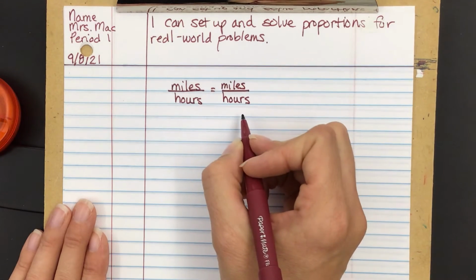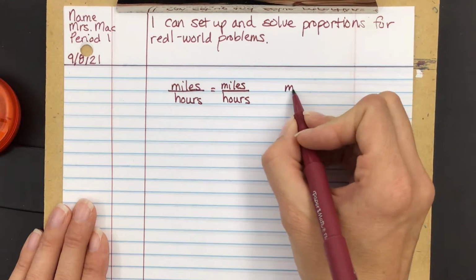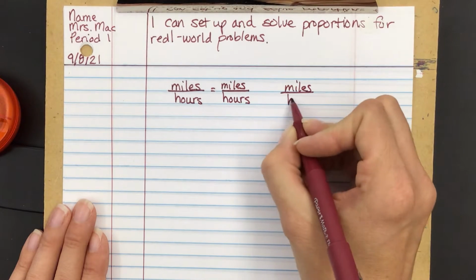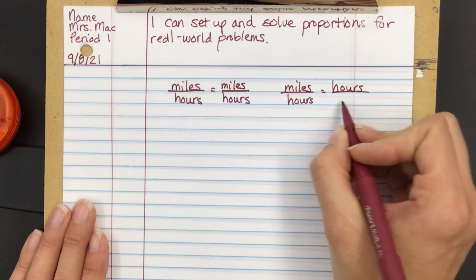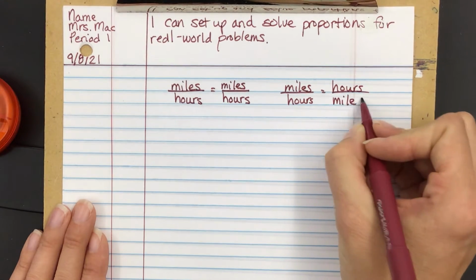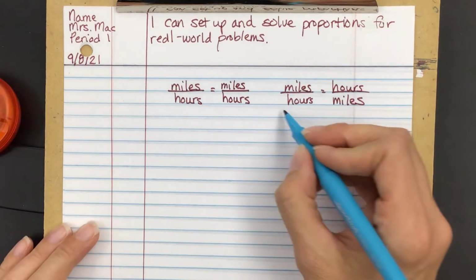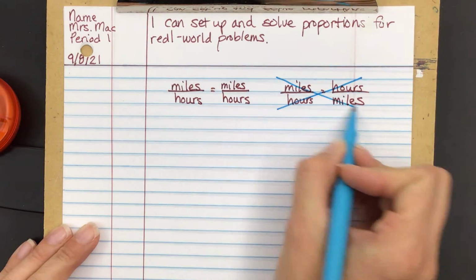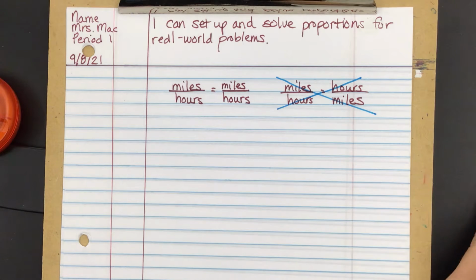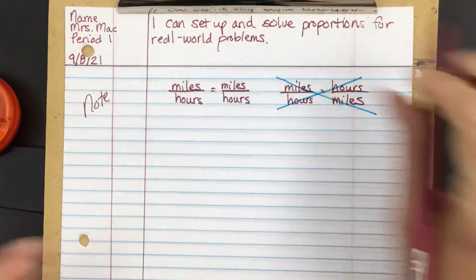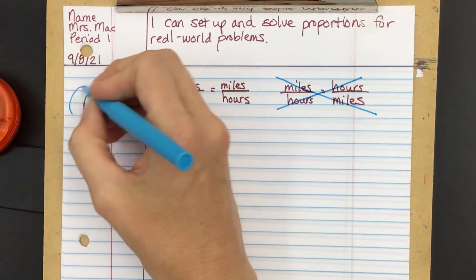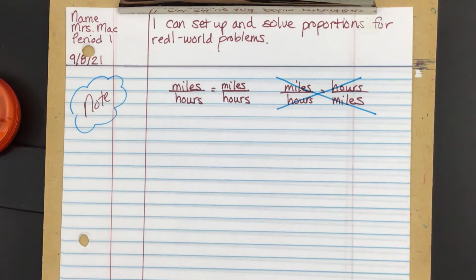So this is how you should do it. You want to make sure you don't do this: miles over hours is equal to hours over miles. That is going to get you into trouble. Okay, so just make sure you're consistent when we're setting up our proportions. So that was our little note there before we got started. Now let's go ahead and try this out.